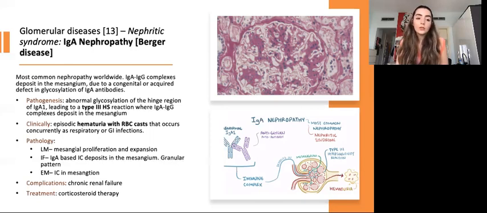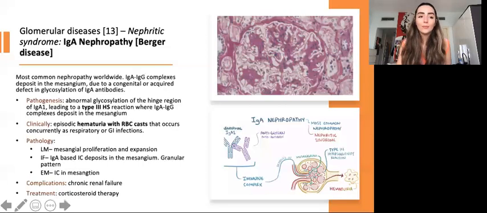Now, the pathology of it is on light microscopy. You have mesangial proliferation and expansion. On immunofluorescence, you have IgA-based immunocomplex depositions in the mesangium, showing a granular pattern. And on electron microscopy, you have immunocomplexes in the mesangium. Complications include chronic renal failure, and treatment is corticosteroid therapy.